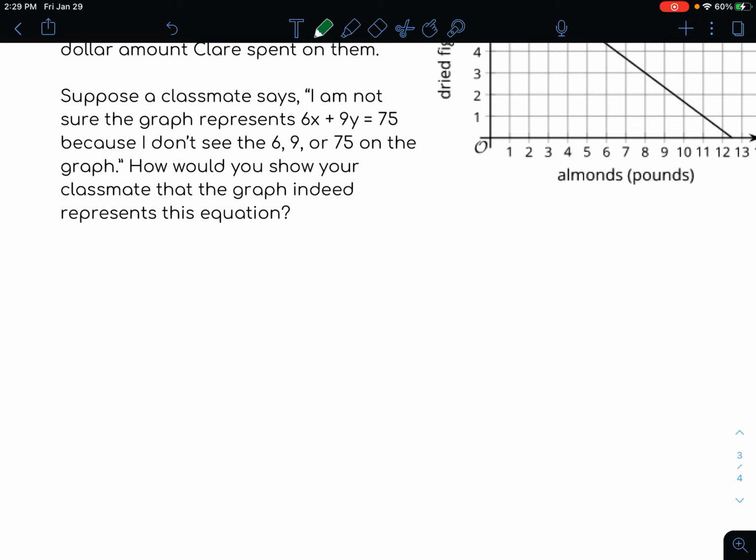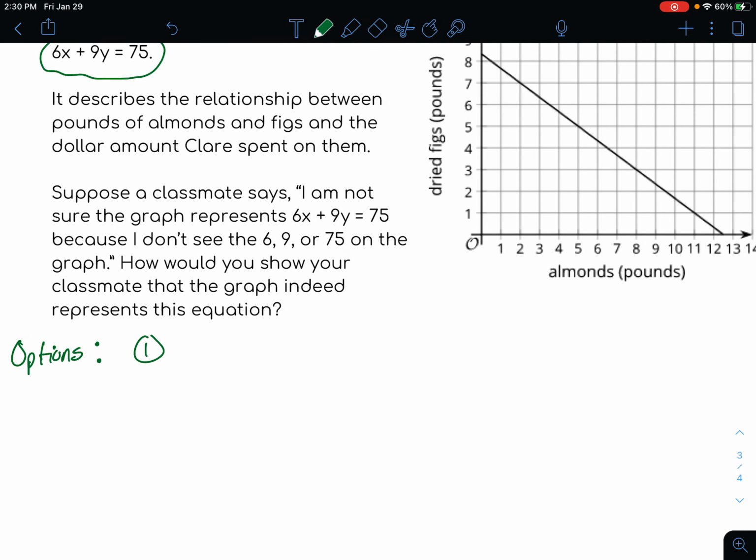All right. Hopefully you took some time to think about that. And maybe some of the things that I am going to talk about were things that you thought about, because there are different options for showing how this graph might be represented by this equation. I'm going to think of these as options, things that you could do to show that friend. Option number one, let's think about a point on the line. If we have a point on the line and we put it into the equation and it works, then that might be good enough evidence to show that the equation matches up with the graph.